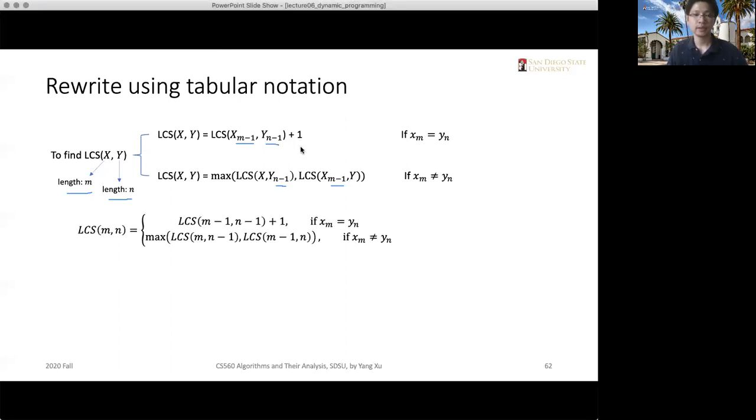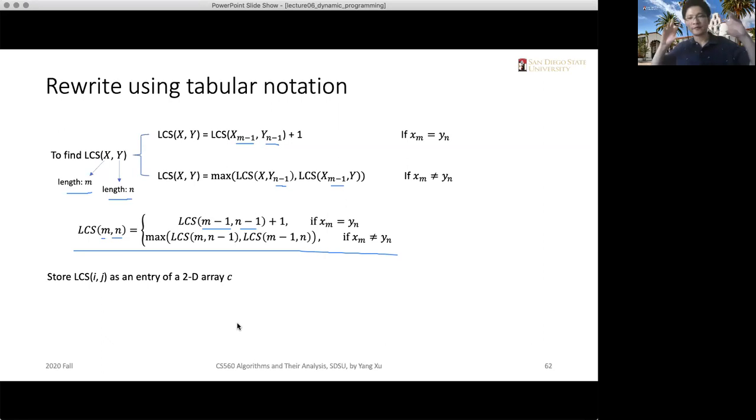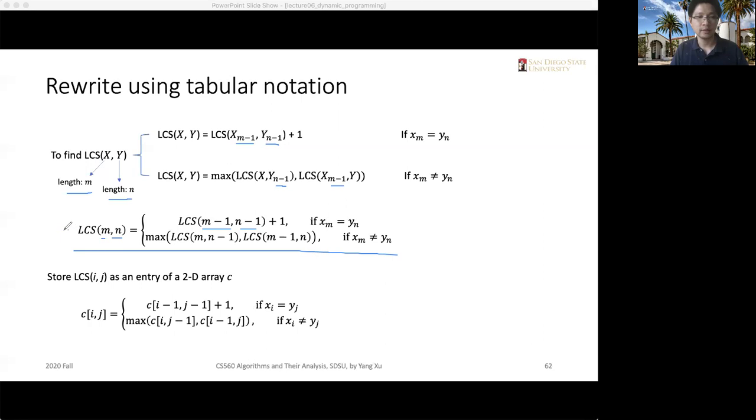So we can rewrite the two equations into a more compact, cleaner form, where we just remove the x and y's because they are not necessary. We use m and n as two integer numbers to indicate the input arguments, right? And it becomes m minus 1, n minus 1. So it looks more comfortable, right? And then we also simplify the LCS, right? Because the LCS of two integers just indicates the entry of a 2D array. So why not just use a 2D array C to store the results? Okay, so we can further simplify these two equations.